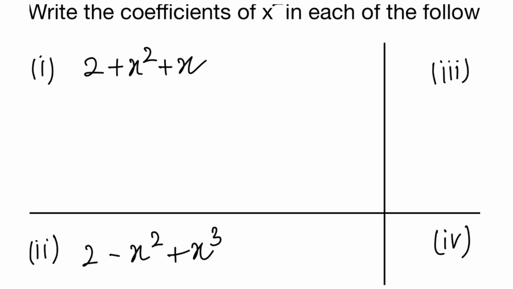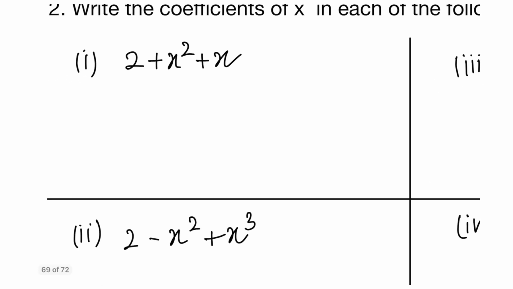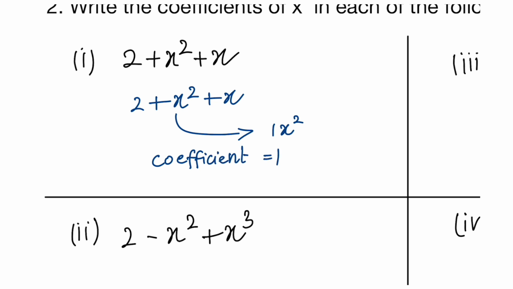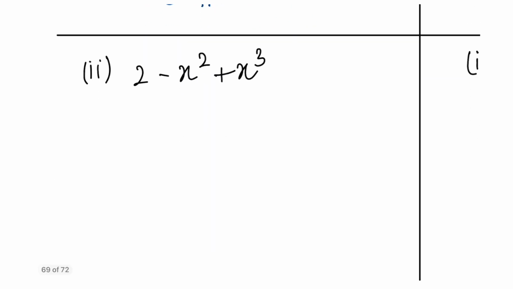Okay, so in this first example, our polynomial is 2 plus x squared plus x, right? So this is our x squared term, and since it has no other coefficient, you can tell that it has coefficient as 1. So it is 1x squared, right? So only because of that we are leaving the 1 and writing it like that, right? So here the coefficient of x squared is 1. Okay, now moving on to the second subdivision.